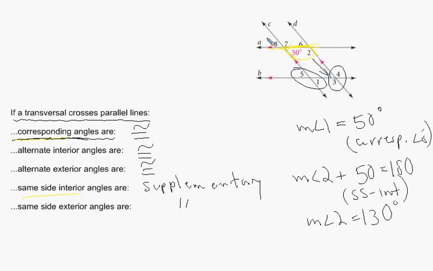Let's see, 8 is vertical with the 50-degree angle, so it's 50. Angle 6 is alternate interior with 50, so it is also 50. And 2 is alternate interior with 7, so 7 is 130, and that covers all of our angles. And so we're done.